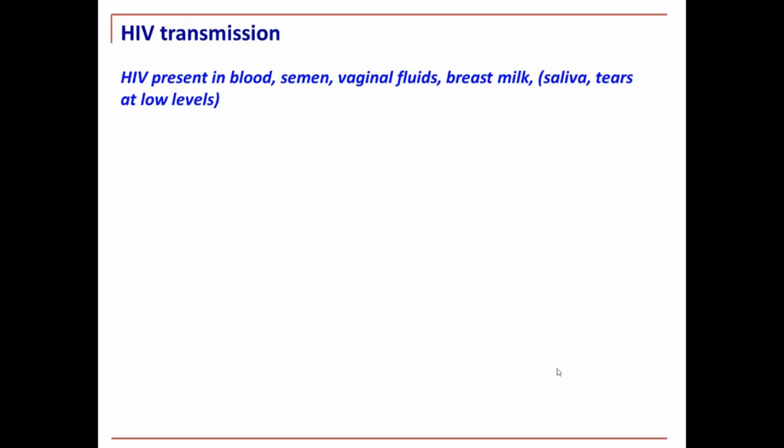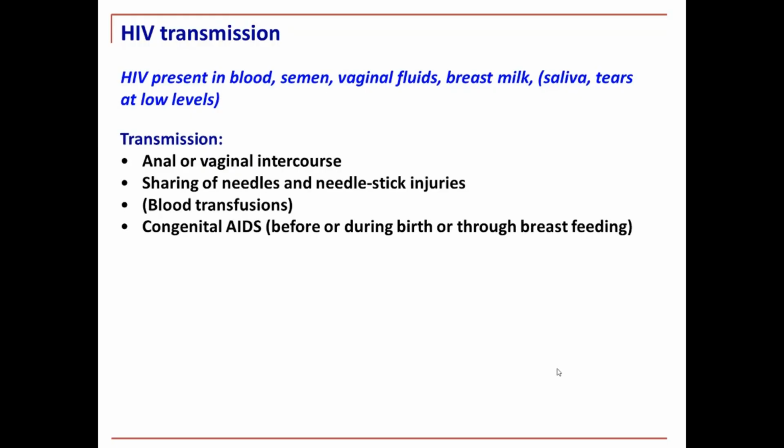So how is HIV actually transmitted? Well, it's present in blood, semen, vaginal fluids, breast milk, and in saliva and tears at much lower levels, and they don't tend to get passed that way. Transmission is obviously through anal and vaginal intercourse, sharing of needles, needle stick injuries, blood transfusions, not so much anymore, and congenital AIDS, so before or during birth or throughout breastfeeding. So even though it's present in saliva and tears at low levels, it's very, very rare to transmit HIV through kissing.